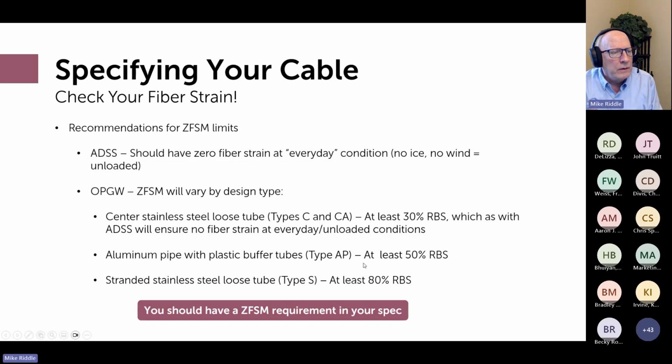Aluminum pipe type cable, I think you should go for 50%, but the same caveat, you could choose something lower. Stranded stainless steel loose tube, you should definitely have 80%. It is easy to hit 80% with that type of cable. Regardless of what you pick, you ought to pick something and put it in your spec. That's my recommendation.